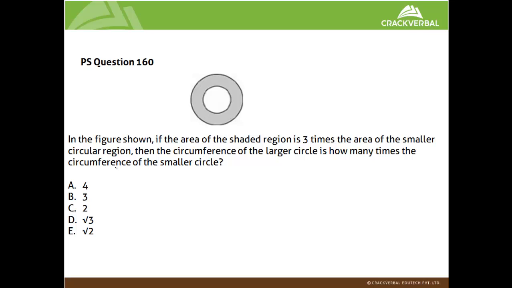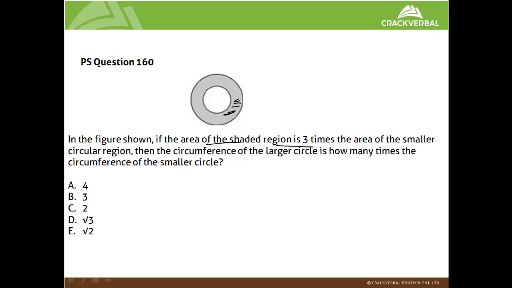The question says: in the figure shown, if the area of the shaded region is 3 times the area of the smaller circular region. They have given us a picture that looks like a ring, like concentric circles. There is a bigger circle over a smaller circle, and the area between the two circles is shaded. Then the circumference of the larger circle is how many times the circumference of the smaller circle?